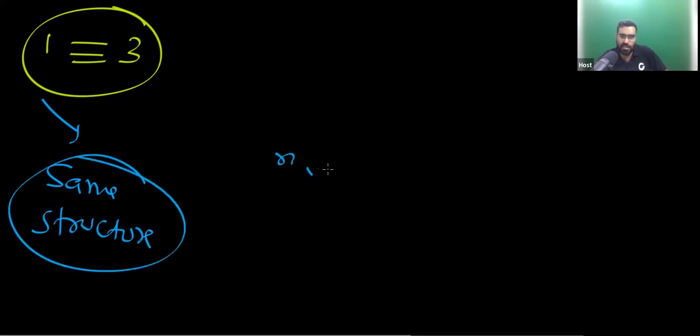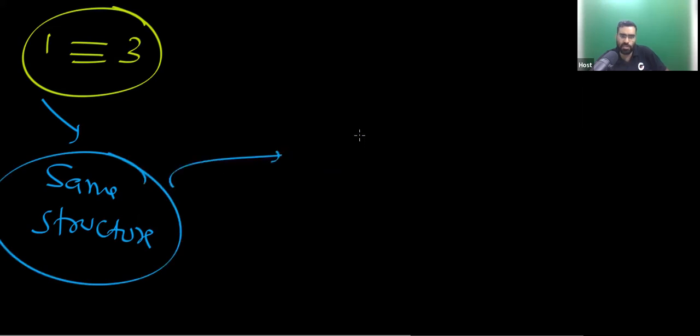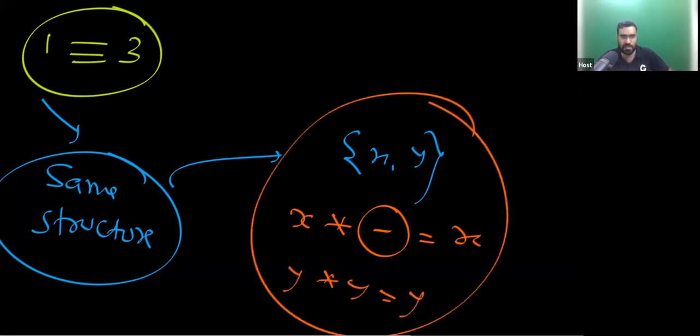What is the structure? The structure is there are two elements. They have the same structure. And what is that? There are two elements. With X, if you do, you will get X, and Y with Y is Y. This is the structure. Can you notice both of them have the same structure?